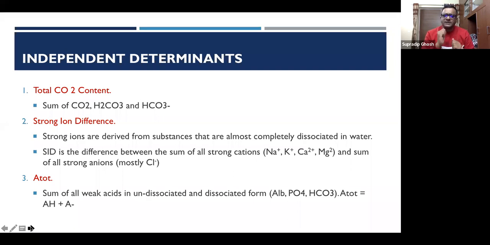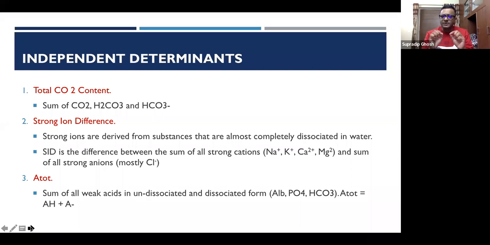The first determinant is something called total CO2 content. Total CO2 content is nothing but a sum of carbon dioxide, H2CO3, and bicarbonate. But for all practical purposes, it is nothing but the carbon dioxide, the PaCO2. So the first component which determines the pH independently is, of course, the respiratory component, that is total CO2.